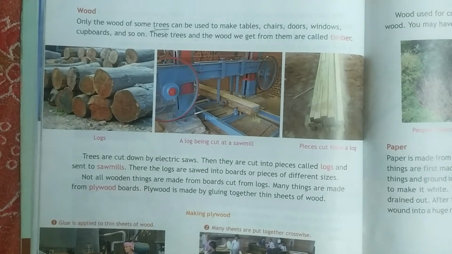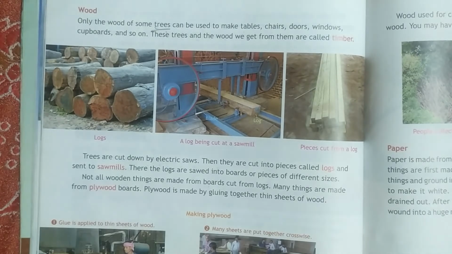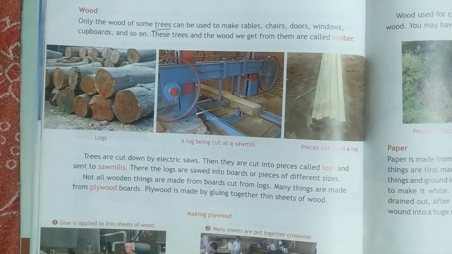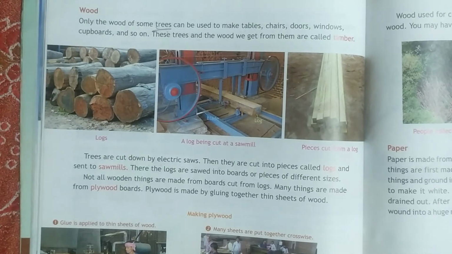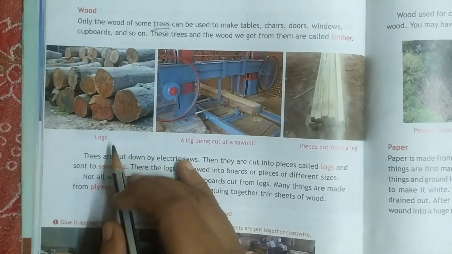Where does the wood come from? Wood comes from trees. When you cut the tree, and separate the leaves, you get the wood, and then from that wood things like tables and chairs are made. The trees and the wood we get from them are called timber. What is it called? It is called timber. You can look at the picture also.